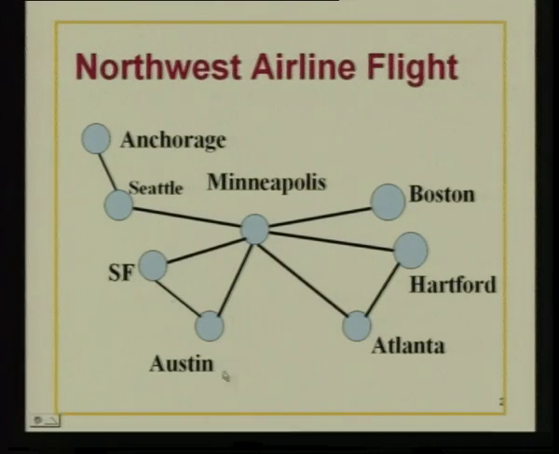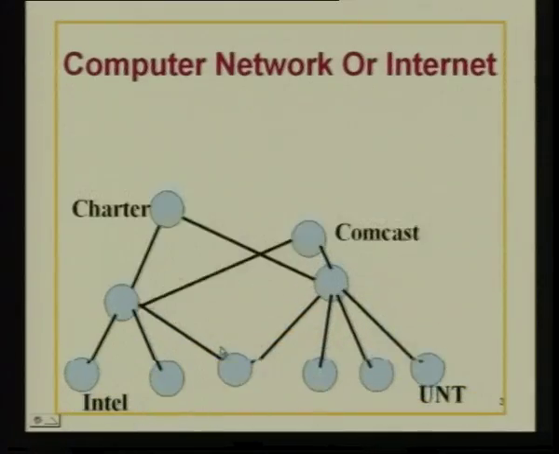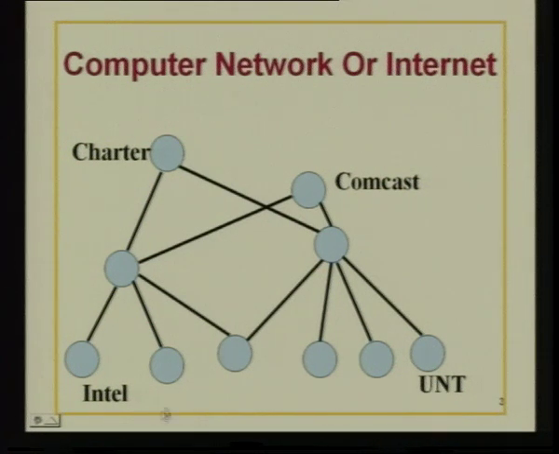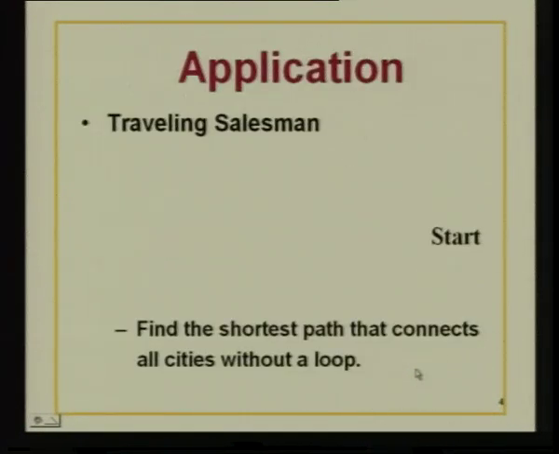Now let us take this example. This just shows you different cities and maybe the distances between them, it could be the routes between them, whatever. So this particular example showed you flights. Similarly, you can have another example of a computer network or the internet. So this again shows you that these are nodes that UNT has, these are nodes that Intel has, and so on. And this is a connection between all the nodes. So this could be a regional network and so on.